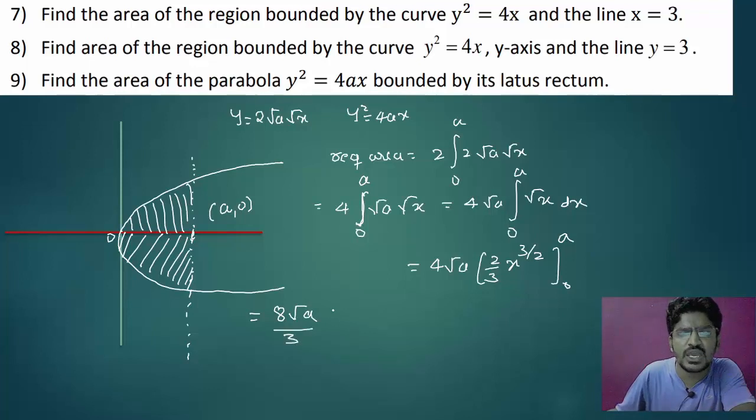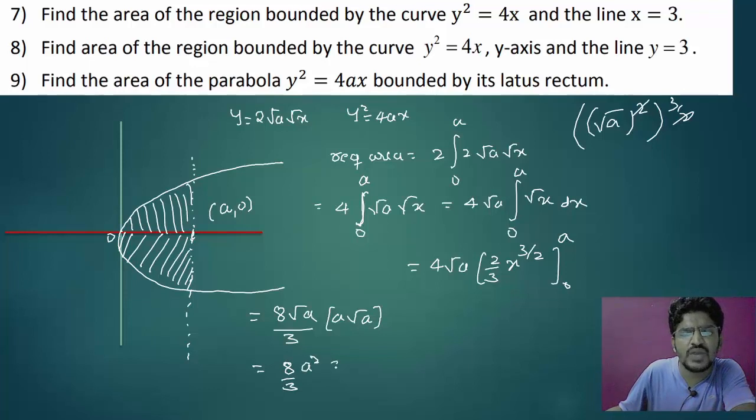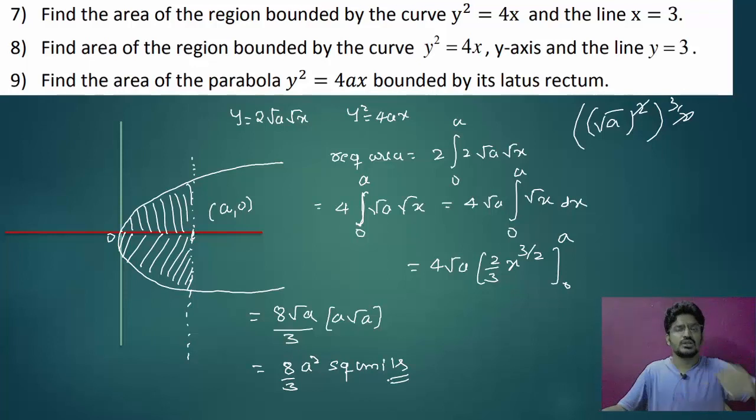If you simplify here, the upper limit is a, so you can write root a whole square to the power of 3 by 2. The 2 cancels, and that will be a root a. If you simplify, this will be 8 by 3 a square units, which is your required answer. Okay, 8 by 3 a square units is your answer.